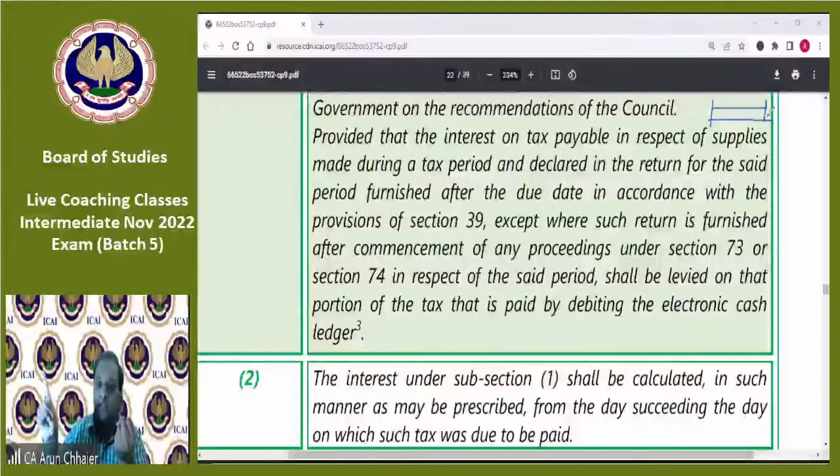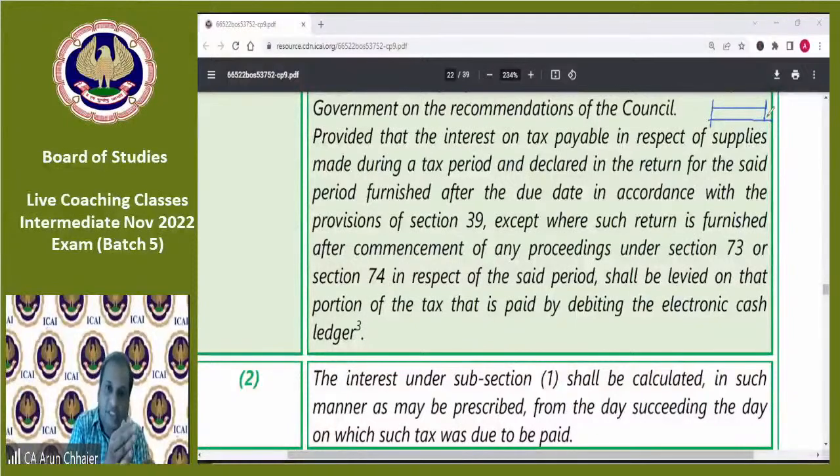What is the due date of 3B? In the QRMP, just wait for a couple of next classes, we will discuss the due date in case of monthly, and the mode of payment: there is the fixed sum method and the self-assessment method. So we will discuss that again.